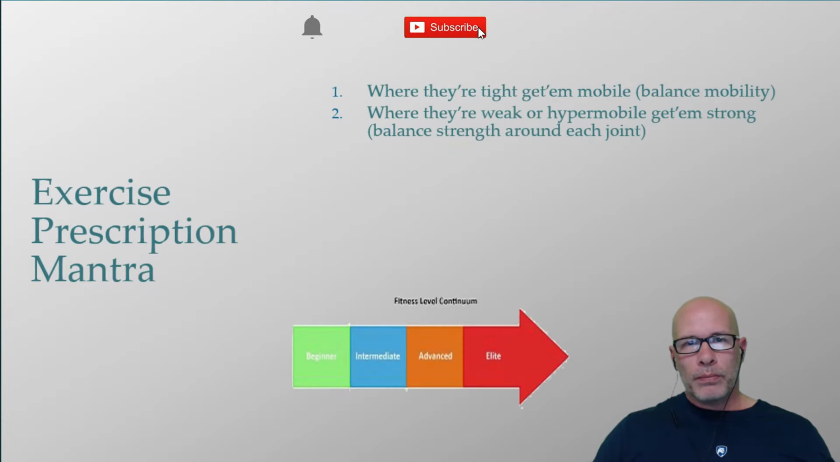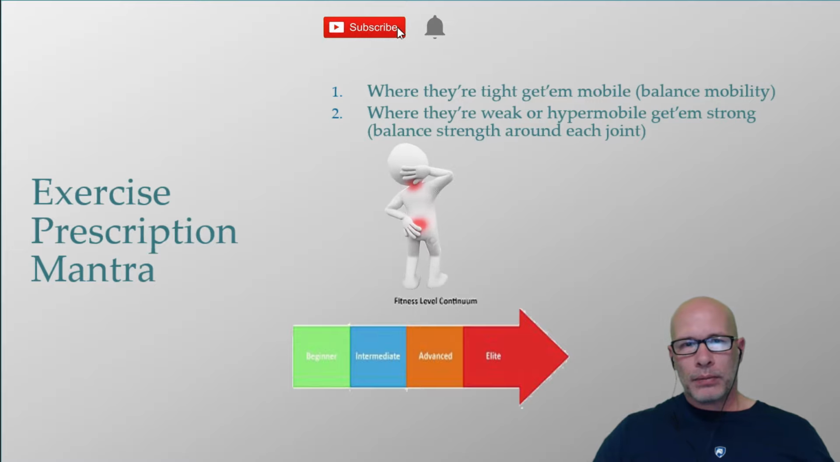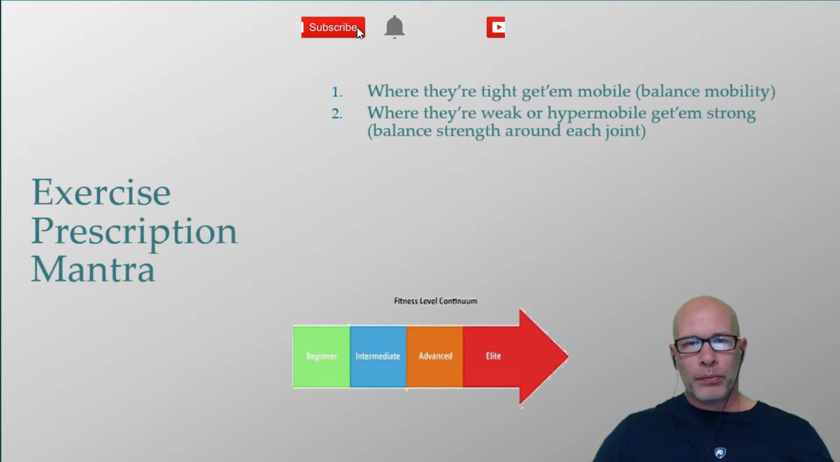So what this all really means and what it comes down to is that it literally doesn't matter what the condition is or where it is, whether it's spine, shoulder, hip, knee, low back. It really honestly doesn't matter. The foundation of the approach is the same for all of the above. Where you're tight, get them mobile, because that's how you balance mobility. Where they're weak or hypermobile, get them strong, because that's how we balance strength around each joint.